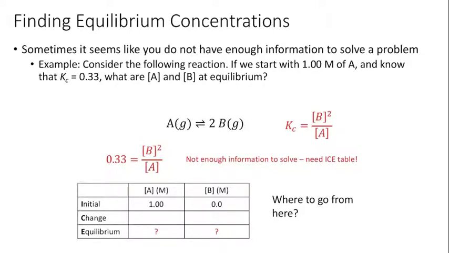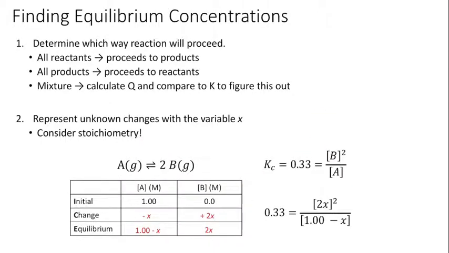So what do we do? Well, what we do is put in for our change in concentration x, because we don't know it. We don't have to worry about calculating Q here, because as I said initially, we know we don't have any products, so we know the reaction is going to proceed to the right.